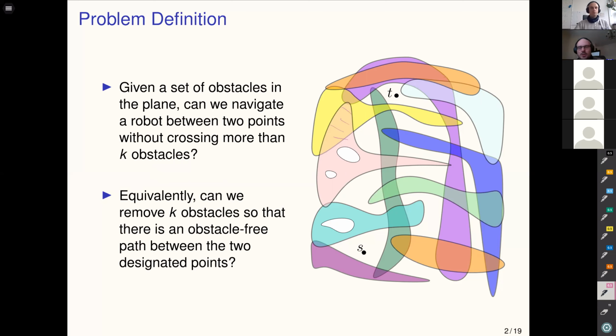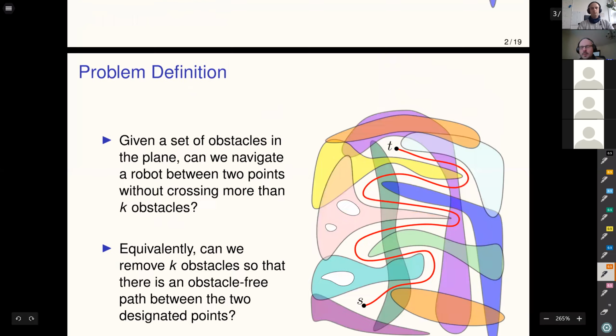And the question is, given these obstacles and two given points, S and T, we want to find some good path from S to T. A good path is the one that intersects as few obstacles as possible. And once it intersects some obstacle, it can intersect it as many times as it wants. So basically, this question is also equivalent to asking how many obstacles we need to remove such that there is an obstacle-free path between these two points.